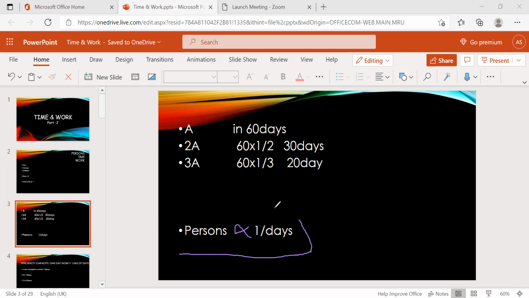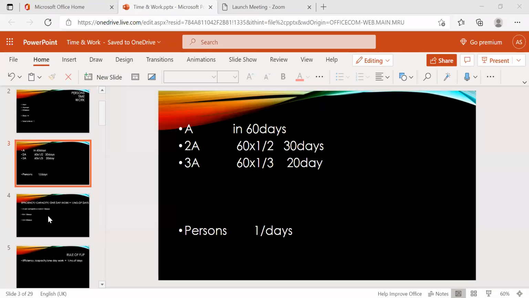This is a very important point. You should note it down. Based on this one only, we are going to solve the problems. If you understand this, then when persons increase, time always decreases. In time and distance also we discussed: speed increases, time will decrease. In the same way here also, if persons increase, they will do more work and the time will be less. That is the important point here.